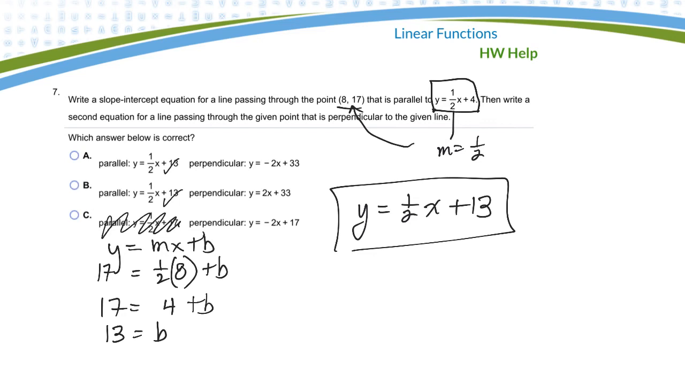And then it says perpendicular to something else. Now, if it's perpendicular, you'd have to flip that fraction over and change its sign. So that would have to be the slope of a perpendicular line. And this is the one that it is right there, not this one. So it has to be that answer right there.